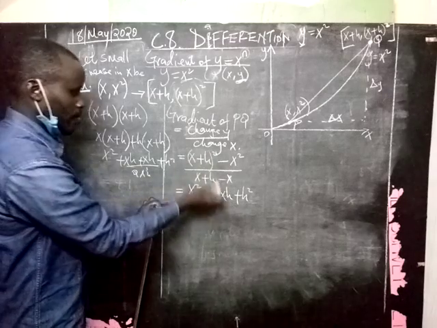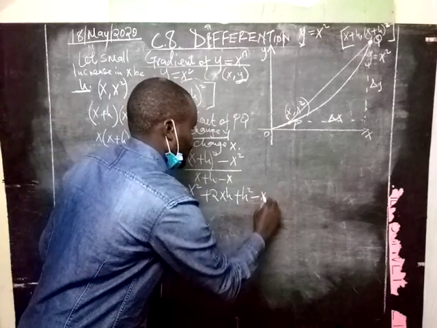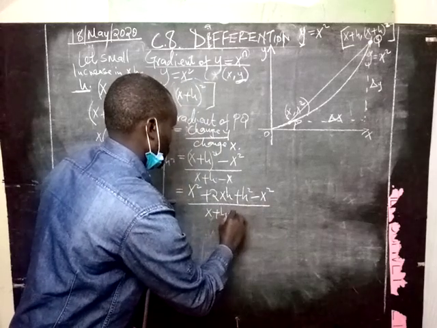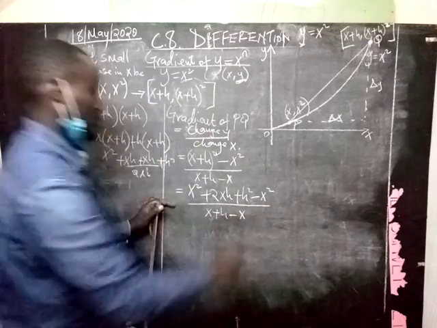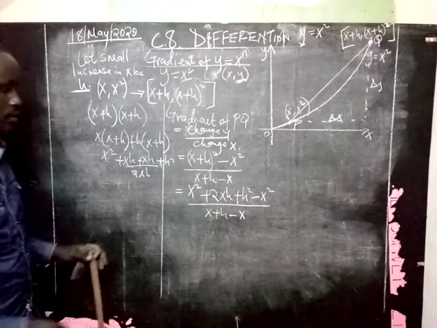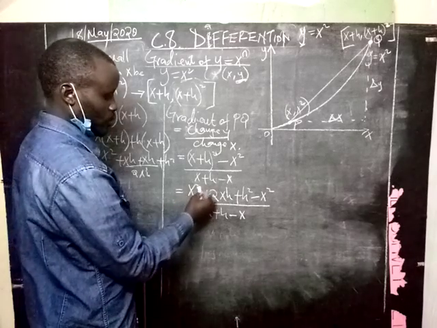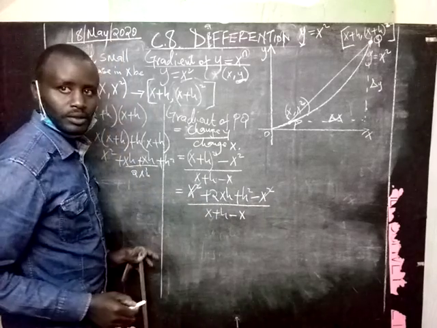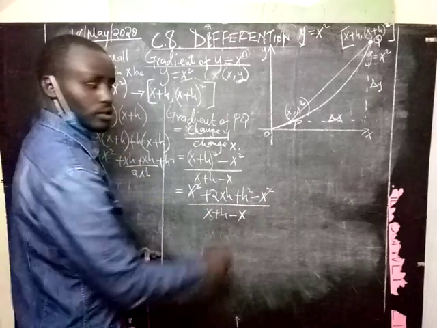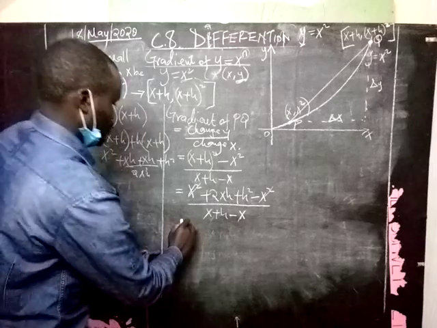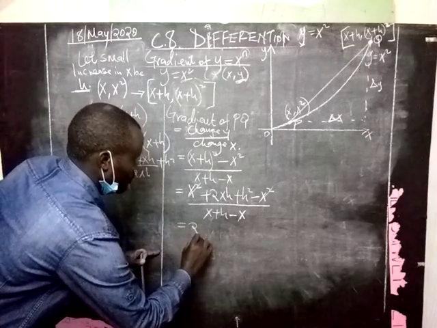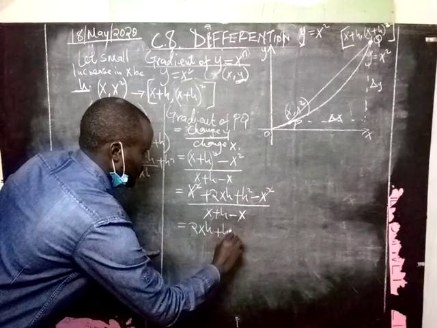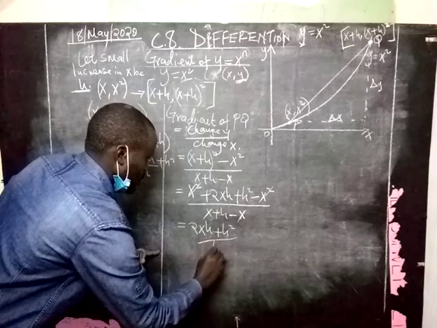Remember how to expand? Then minus x squared, all over x plus h minus x. As you can see, we have positive x squared and negative x squared, meaning these two are going to cancel out. Then this one and this one also cancel each other. So we are going to remain with 2xh plus h squared, all over h.